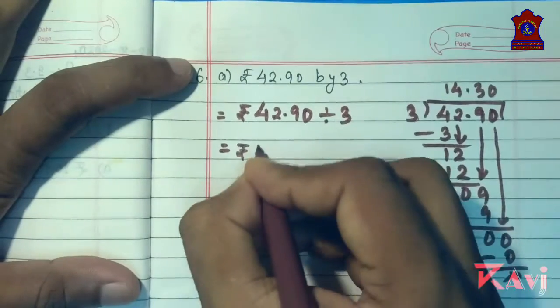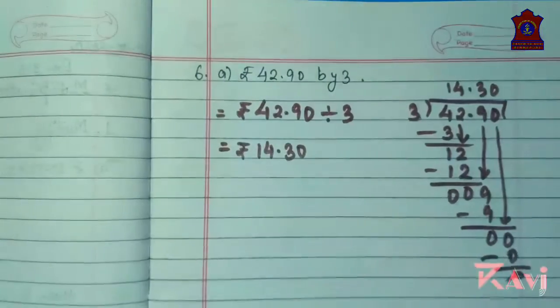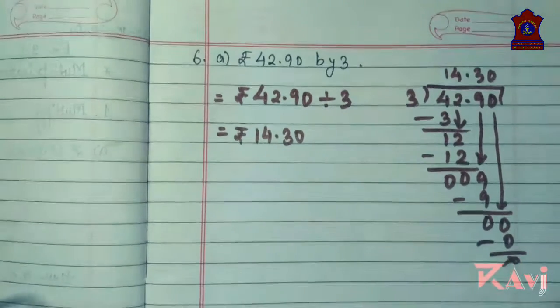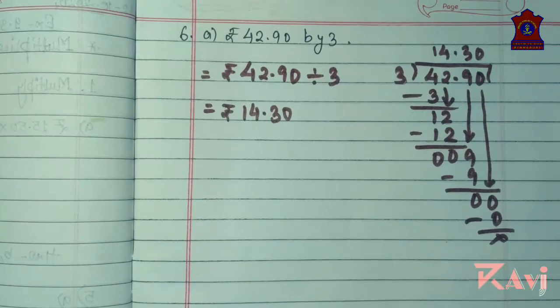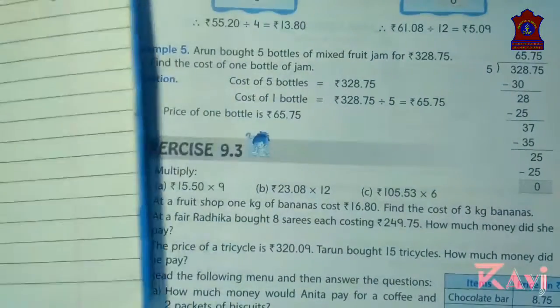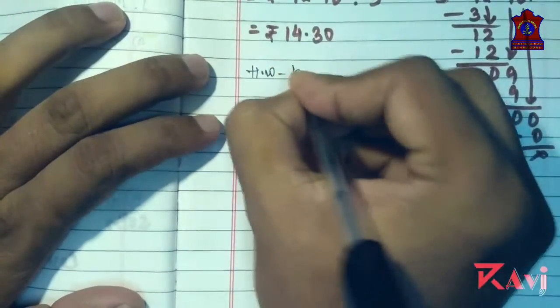Rupees 14.30. Okay. After solving each and every question, you need to verify your answer from the back side of the book. At the end of the book, there are answer keys. Okay. Now, here we have done the division. So question number B and C, you can do by yourself. Homework question B and C.